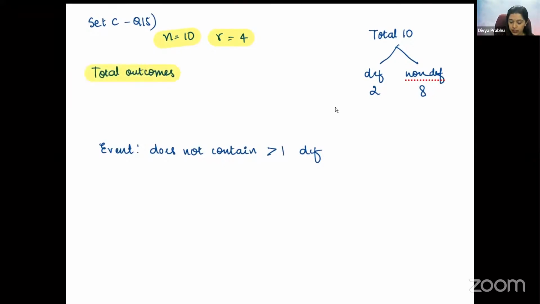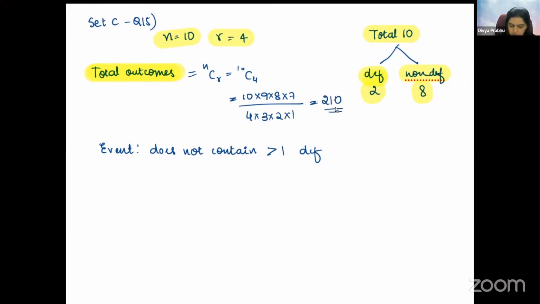Before that, just to get an understanding of the question, out of total 10 electronic components, usually 2 will turn out to be defective, which means the balance 8 will be non-defective, correct? Now, how do we calculate total outcomes? Total outcomes will be NCR, which is equal to 10C4. Calculate 10C4. I start with 10, multiply 4 times, divided by 4 into 3 into 2 into 1. On solving, you get 210.